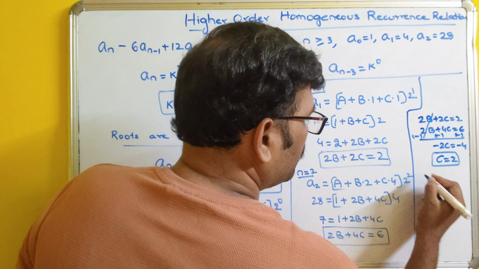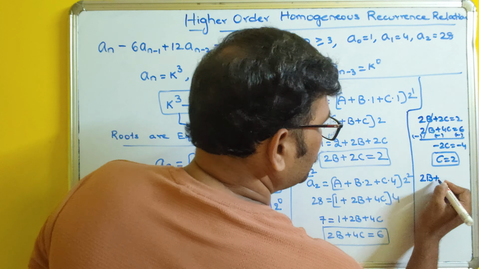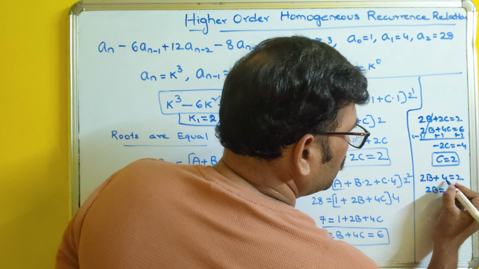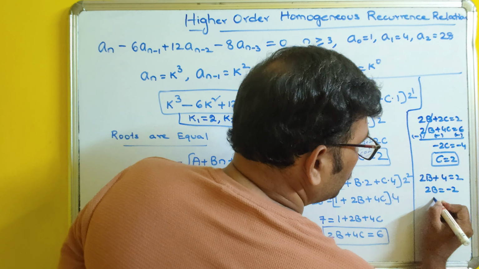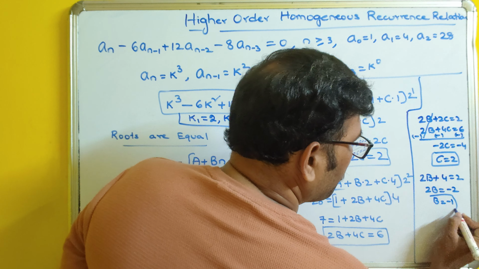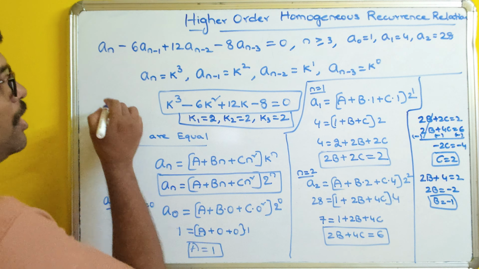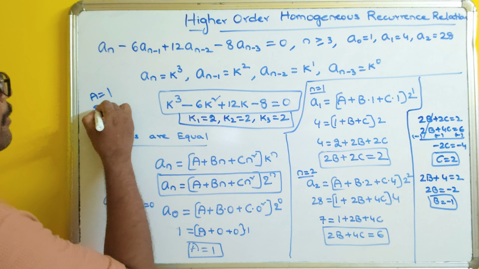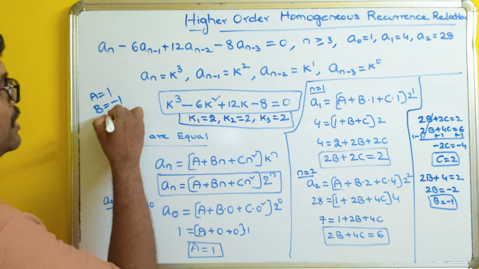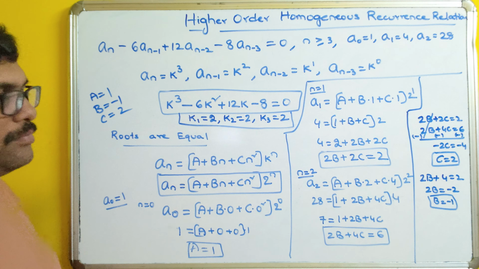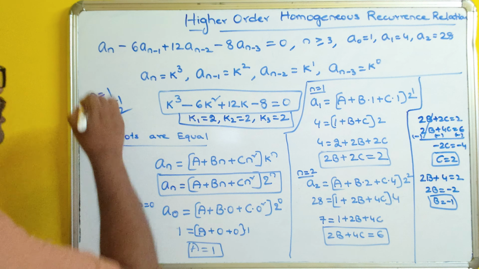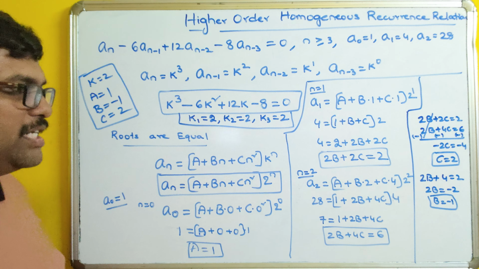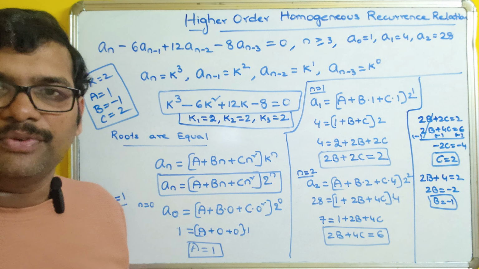So let it be applied in here. 2b plus 2 into c is 4 is equal to 2. So 2b is equal to 2 minus 4, minus 2, and b is equal to minus 1. Okay, now the constants. The constants are a is equal to 1, b is equal to minus 1, c is equal to 2. And also k is equal to 2. All these are the constants we find by solving these equations.